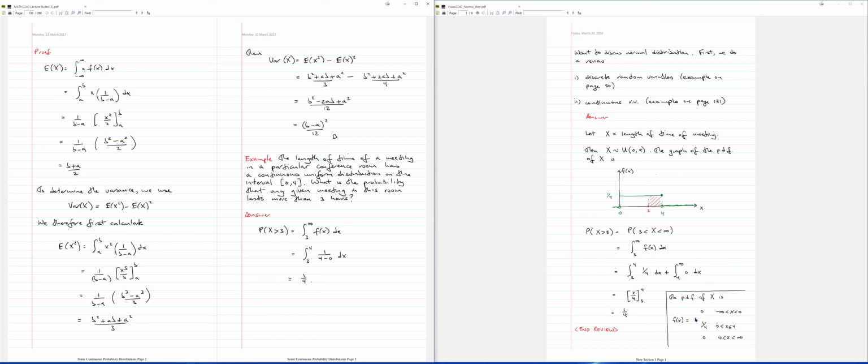This is your PDF in graph form, but you could also write it as a piecewise defined function, where f of x is going to be a quarter between 0 and 4. Where this quarter comes from is that, remember, your probabilities are supposed to add to 1. So if you integrate this between 0 and 4.